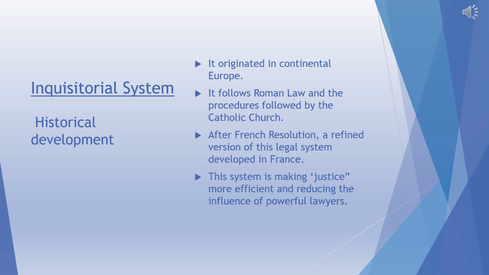So students, now we will move to the second legal system, that is the inquisitorial system. First we will check its historical development. Here we can say that this legal system originated in continental Europe. It mainly follows the Roman law and the procedures followed by the Catholic Church. After the French Revolution, a refined version of this inquisitorial system developed in France, and this system is making justice more efficient and reducing the influence of powerful lawyers.